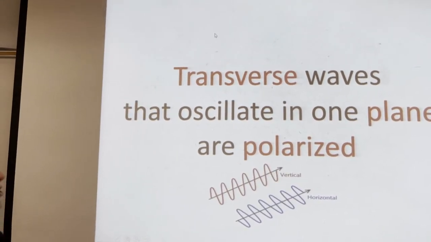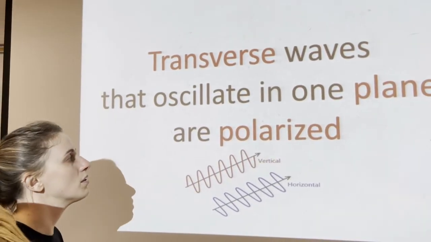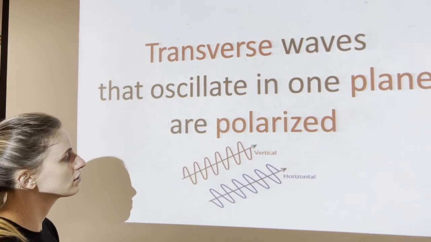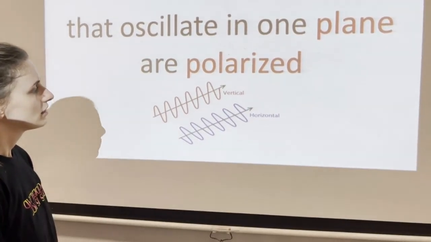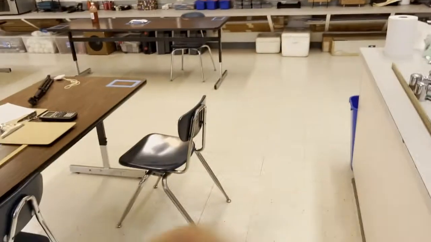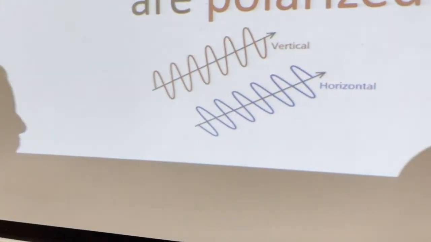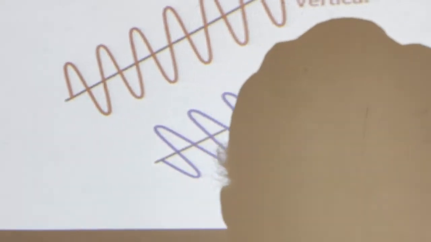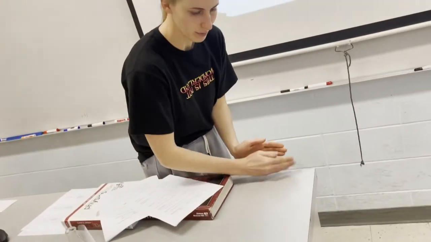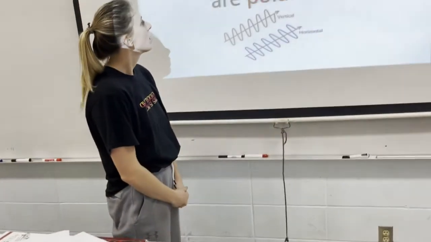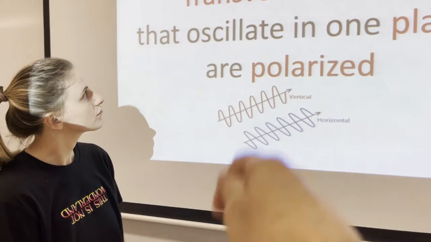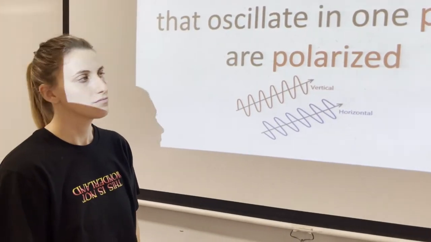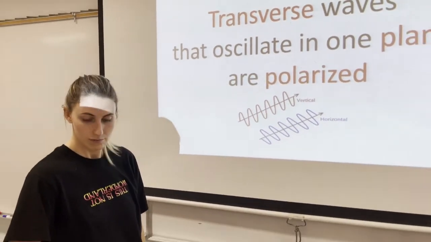Transverse waves that oscillate in one plane are polarized. Now, what the deuce does that mean? You're down on the floor, making the slinky go back and forth. The plane of oscillation was horizontal. The floor kept it flat along with the floor, right? This is the plane from here to here. Now you could make your hand go up and down and make a vertically polarized wave.